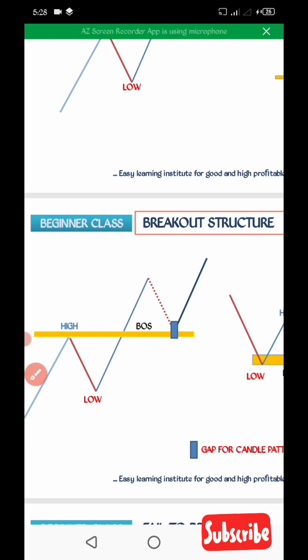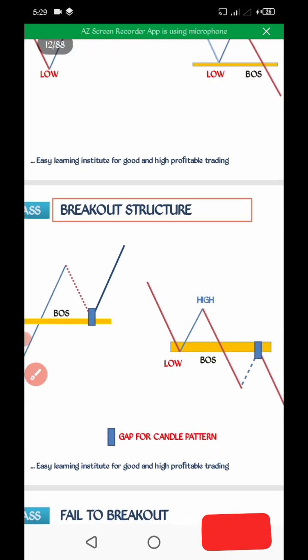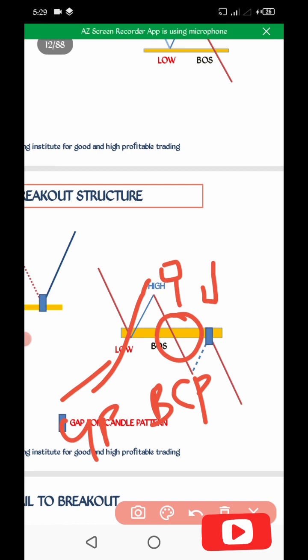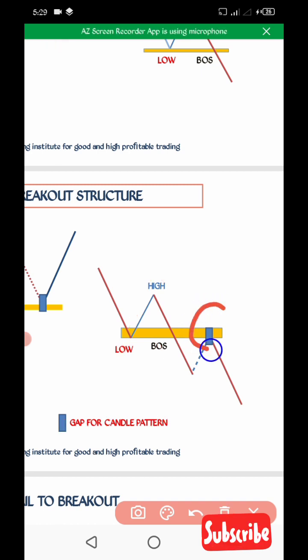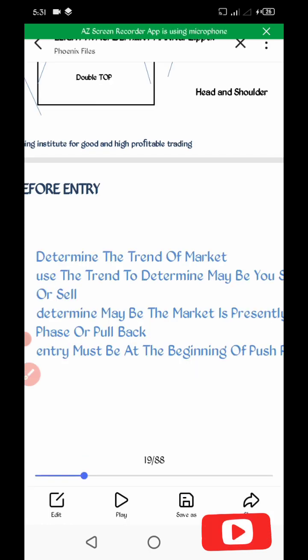So for bearish too, you look out for a bearish candle pattern to be formed, either shooting star or evening star or doji candle. So these are the things that you look out for before you place your entry in the market. You have to ask yourself some questions.